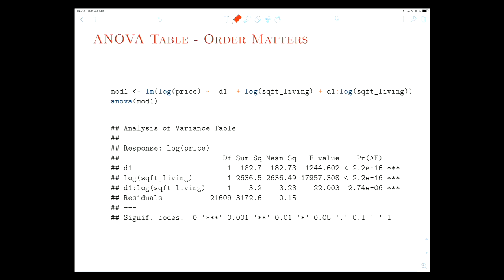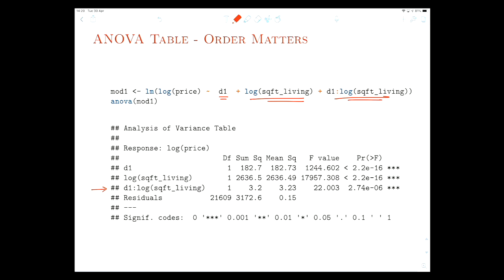So, as I was saying, to test these added-on relationships, we need to ensure that when you're looking at the ANOVA results, you do it in the right order. In the first setting, as we had set up our model, we had fitted D1 first, then log of living area, then the interaction term.